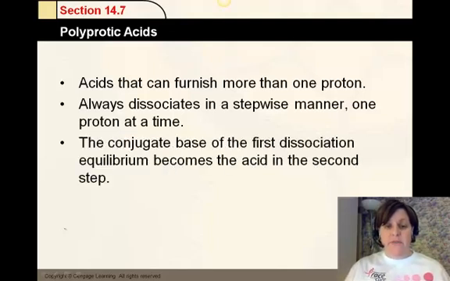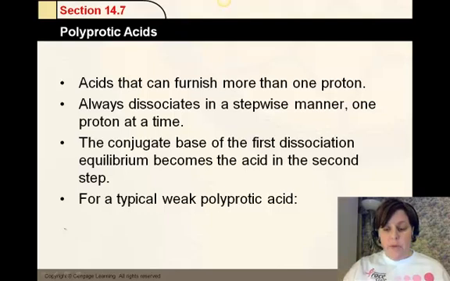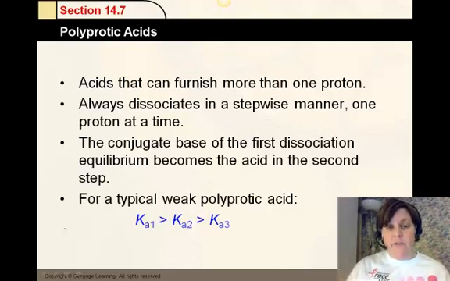The conjugate base of the first dissociation equilibrium becomes the acid in the second step, and the first one is always the strongest. For a typical weak polyprotic acid, the Ka for the first proton is greater than the Ka for the second, which is greater than the Ka for the third.